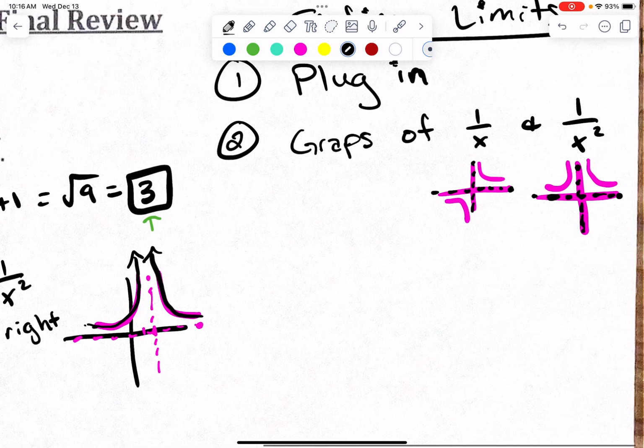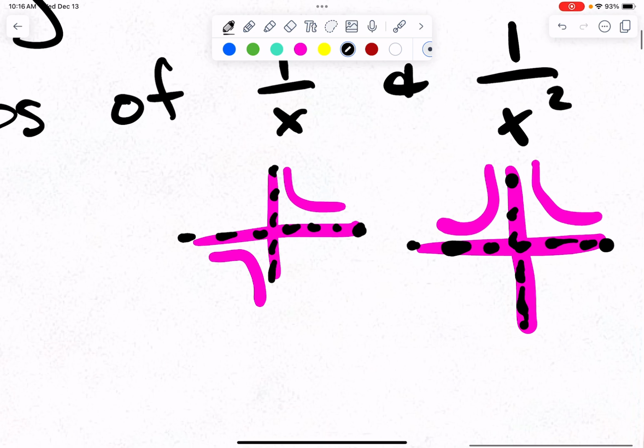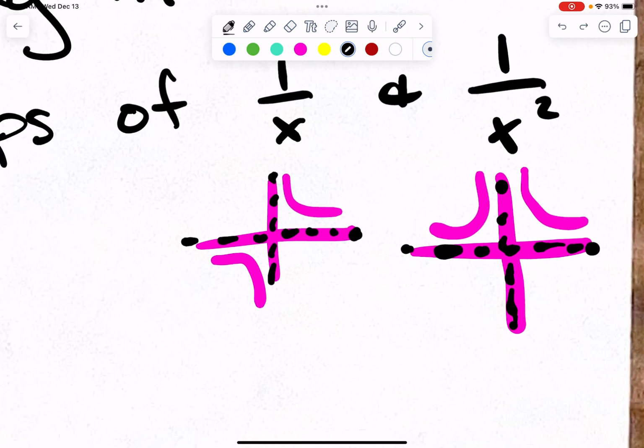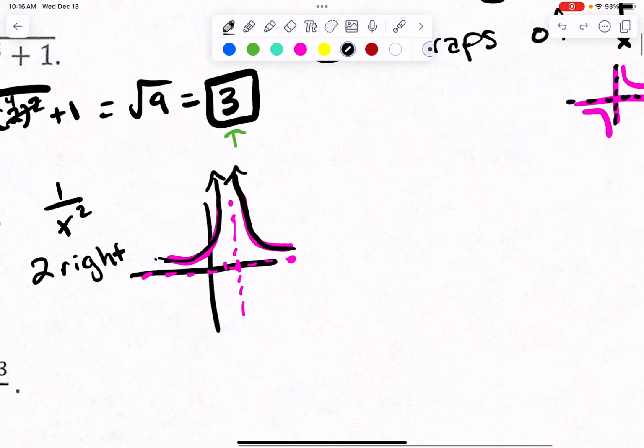If those were going two different directions, like let's say it was 1 over x, here it's going to infinity, here it's going to negative infinity. So that would be a does not exist scenario. But since it's going the same direction for a volcano, we would say infinity for that one, okay? All right, I'm going kind of fast. If you need to pause, go for it, okay?